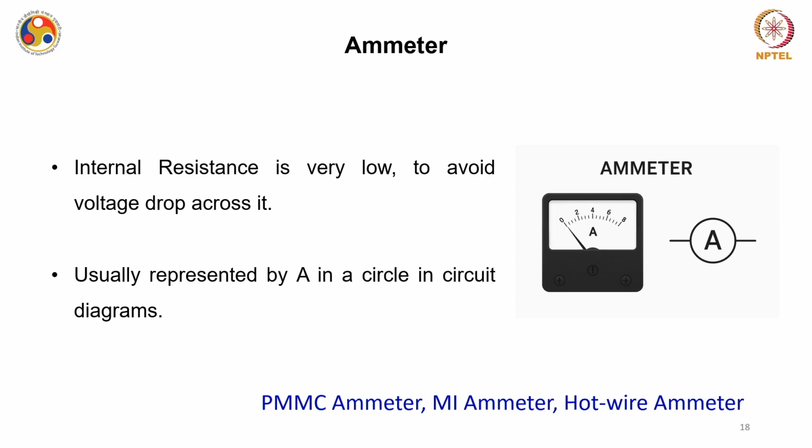This is mostly kept low so that it does not introduce any external potential drop. If it is loaded in this resistor, some amount of potential can drop if the resistance of this ammeter is high. So, usually the resistance of this ammeter is kept very low to avoid dropping any voltage across it. The representation is very simple, you represent it like this.